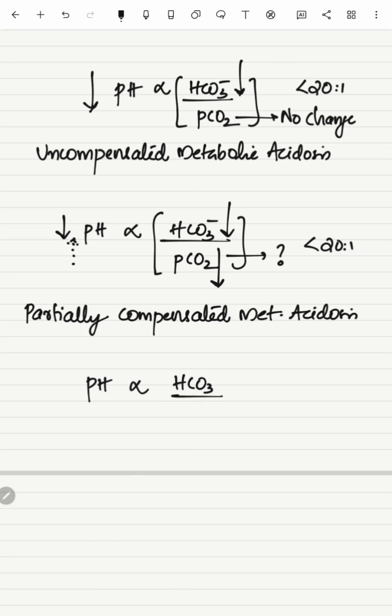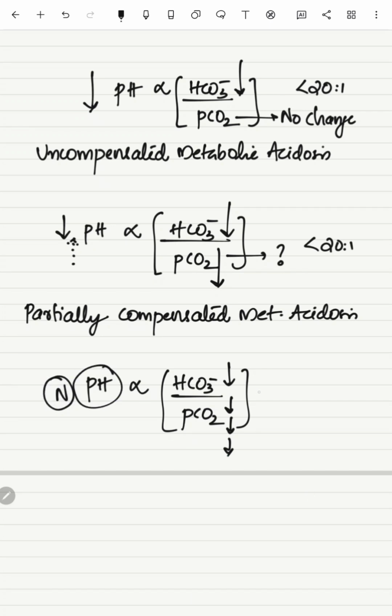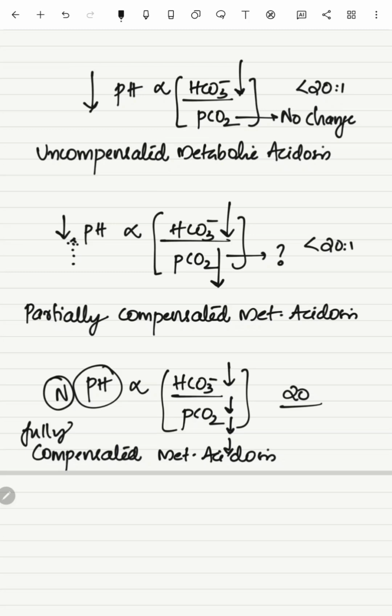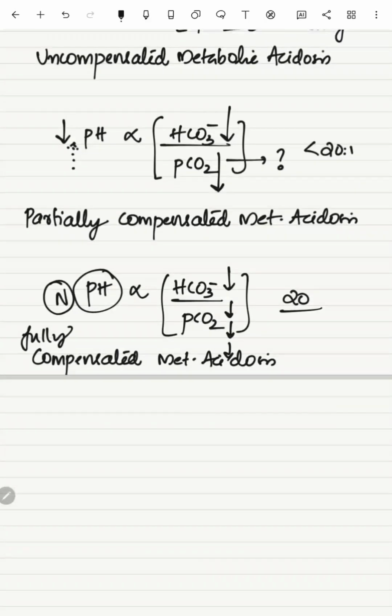The third scenario: here HCO3 is decreased, pH is decreased, so PCO2 is further decreased to maintain the normal pH. So in this particular scenario, HCO3 is decreased, PCO2 is decreased and pH is normal. That means the body attained full compensation. So it is fully compensated metabolic acidosis. Here the ratio will be 20.